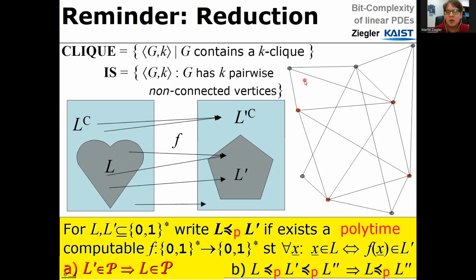And as we observed, this translation, complementing the graph, flipping the bits in the adjacency matrix between zeros and ones, results in positive instances of the independent set problem being translated into positive instances of the clique problem, and vice versa. So in particular, negative instances of independent set get translated to negative instances of clique. So this is a polynomial time reduction from independent set to clique.